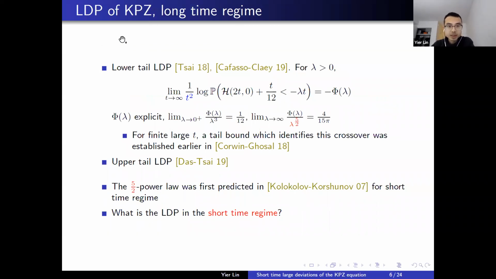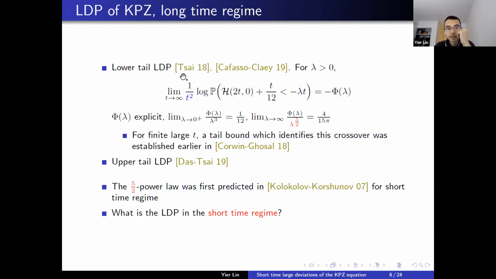So what is this large deviation really about? For the KPZ equation as time goes to infinity, for example, you can look at the probability of the following event, where you look at h plus t over 12 being smaller than negative lambda t. So look at the lower tail probability. Because of the fluctuation limit theorem, we know the typical value of this h plus t over 12 is 0, and the fluctuation around 0 is of order t to the power 1/3. So as t goes to infinity, this probability will just go to 0. But the large deviation really tells you how fast this probability goes to 0.